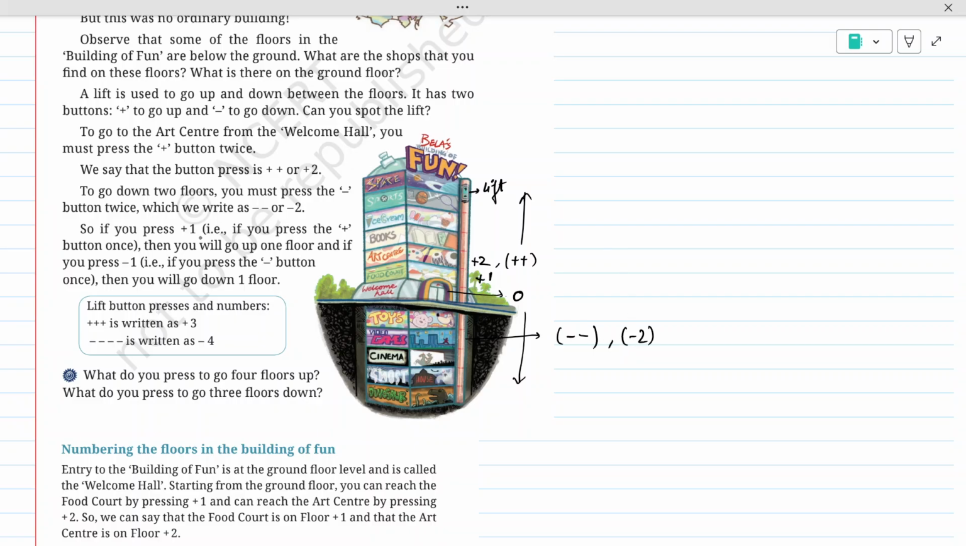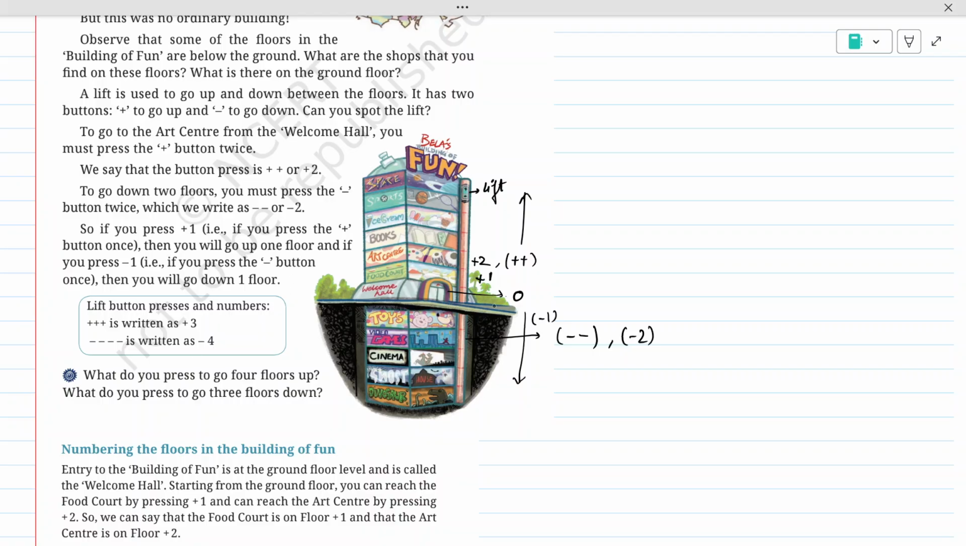So if you press plus 1, that is, if you press the plus button once, you will go up one floor, and if you press minus, you will go down 1 floor. So that means if I press -1, I will reach here in the toys section. Okay, so lift button presses and the numbers. Plus plus plus means +3, plus 4 times means +4, and minus minus minus minus means -4. So I hope you have understood what we have to do here.